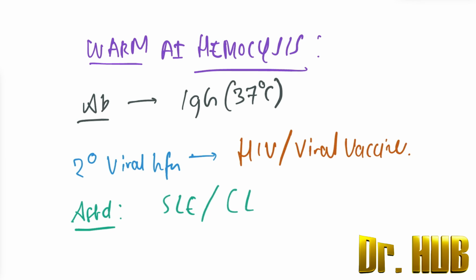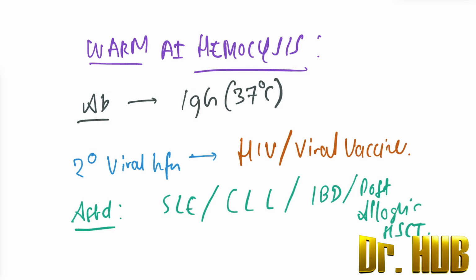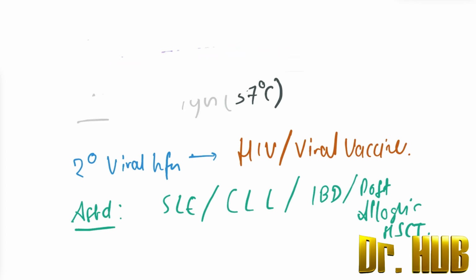Next is chronic lymphocytic leukemia, CLL. Then inflammatory bowel disease, which we are writing as IBD, as well as post-allogeneic HSCT. So this was all about warm autoimmune hemolysis.